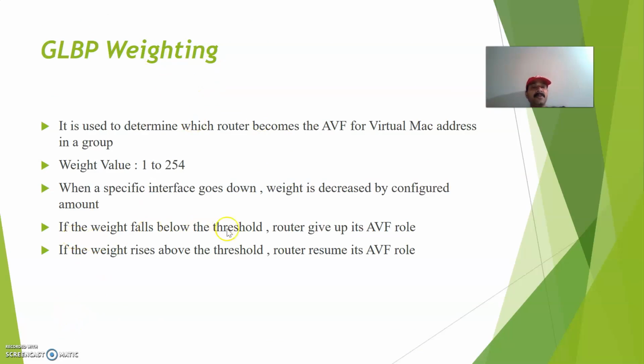So if the weight falls below the threshold value, the router will release its AVF role and can give the AVF role to another router. In the same way, if the weight rises above the threshold, the router can resume the AVF role again. So that is the main function of weighting, GLBP weighting.